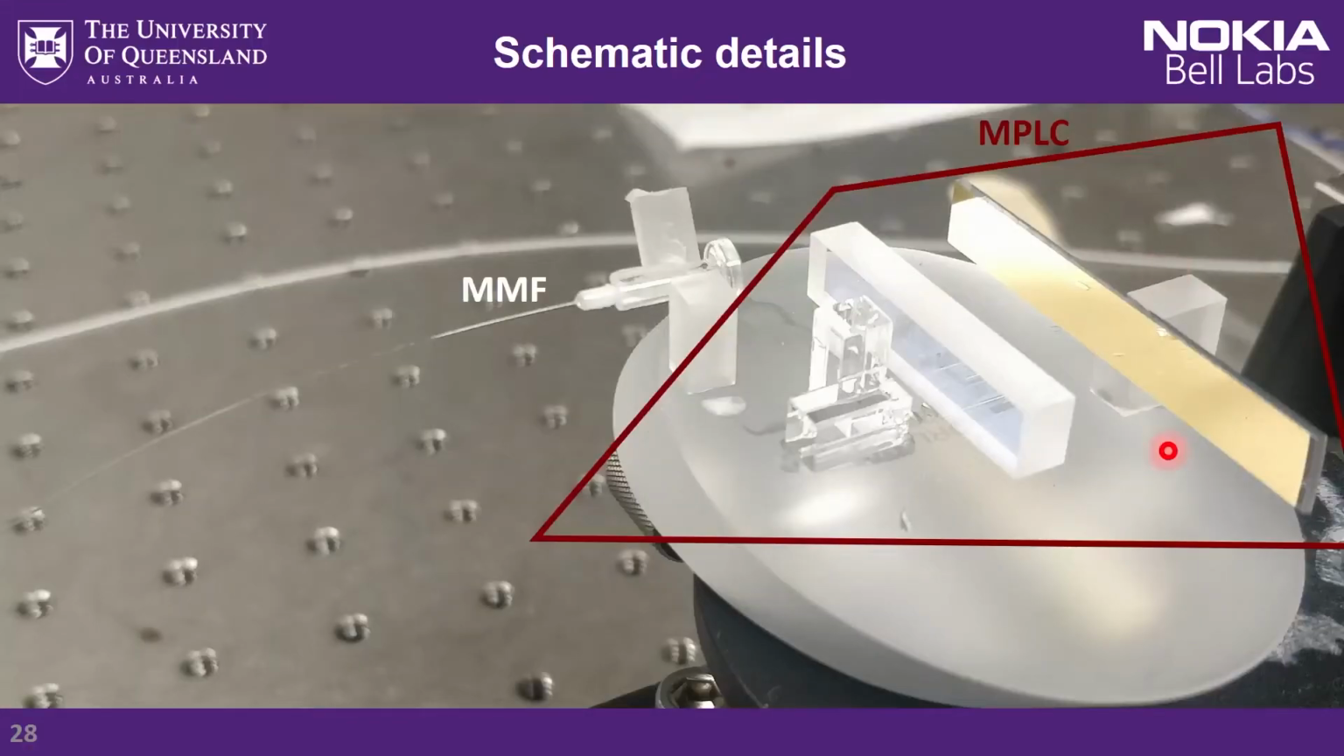So this is the front view of the MPLC. We can barely see the phase masks in this picture, but I ask you to believe me, they are there. Light is injected in the multimode fiber with the green lens attached to the fiber facet.